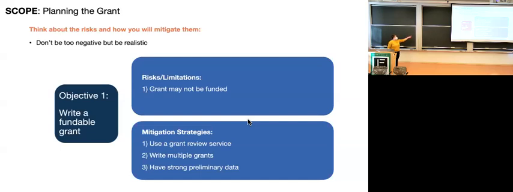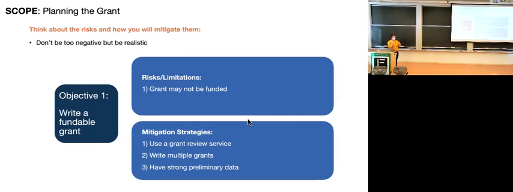So if our objective is write a fundable grant, the risk is that our grant won't get funded. So what are the mitigation strategies? You would write something like, it is possible that this grant may not be funded. In that case, we propose to use mitigation strategies like using a grant review service or writing multiple grants to make sure that I get funded for something. And we also believe that this won't occur because we have this really strong preliminary data. And from what I've written, I've already convinced you.